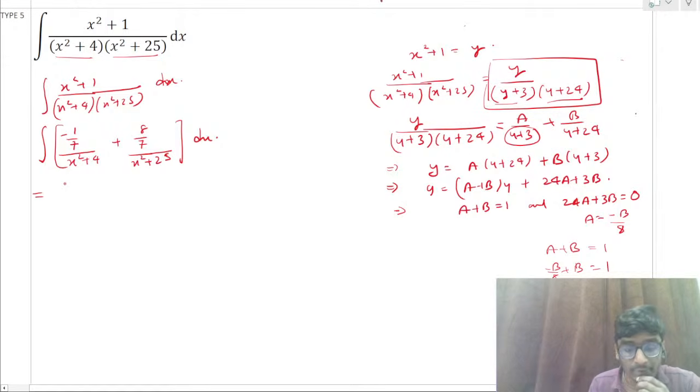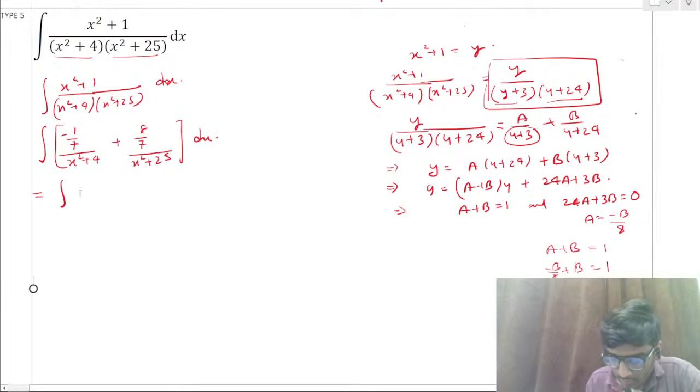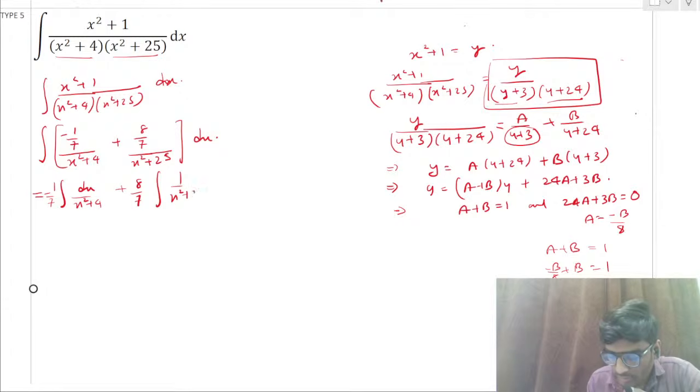So this integral becomes minus 1 upon 7 dx upon x square plus 4 plus 8 by 7 integration of 1 upon x square plus 25 dx.